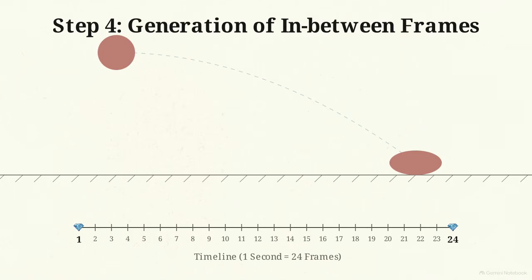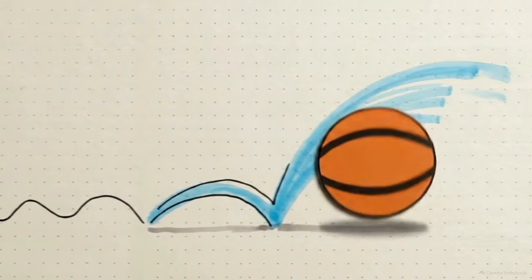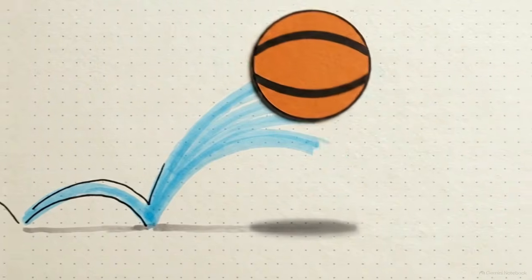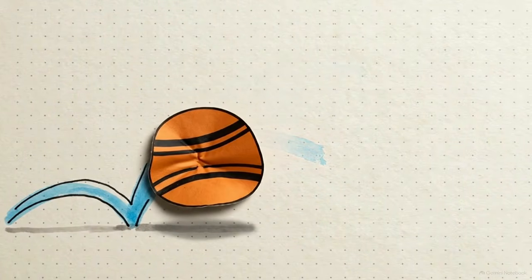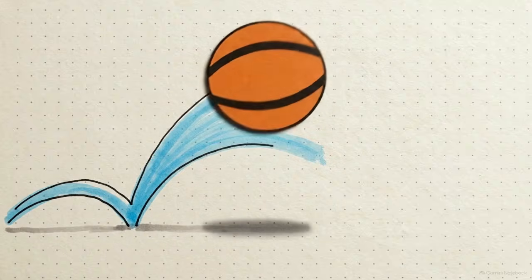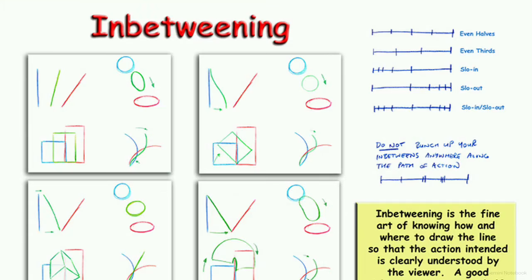Now watch what happens for Step 4. The machine takes over and instantly generates all the intermediate frames between those two extremes. This mathematical process is called interpolation. The computer calculates the exact spatial distance between the two keyframes and creates the smooth, continuous movement bridging them together. The computer can adjust these in-betweening algorithms to respect real-world physics.